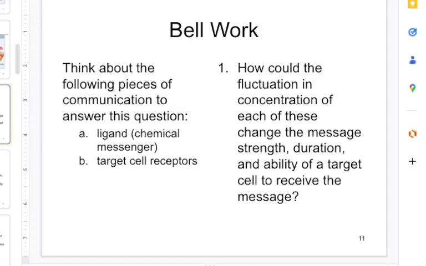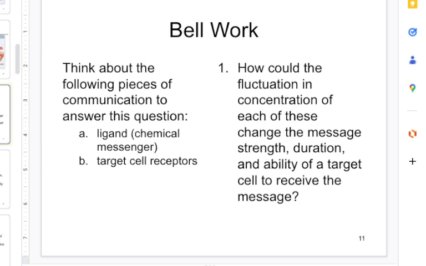Go ahead and pause your screen to think and answer the spell work. So today we are going to think about the pieces of communication. By communication I mean cell to cell communication to answer the following questions. We're talking about ligands and target cell receptors.